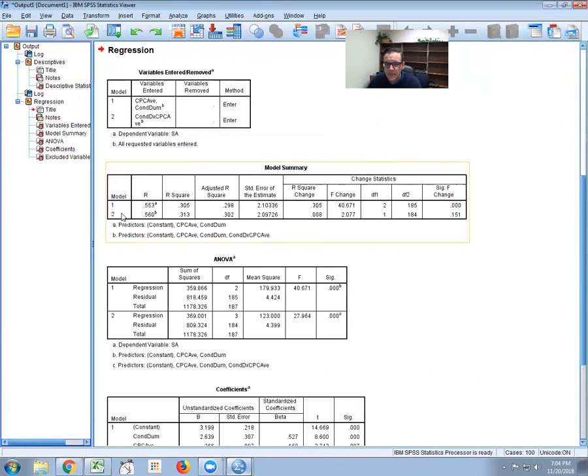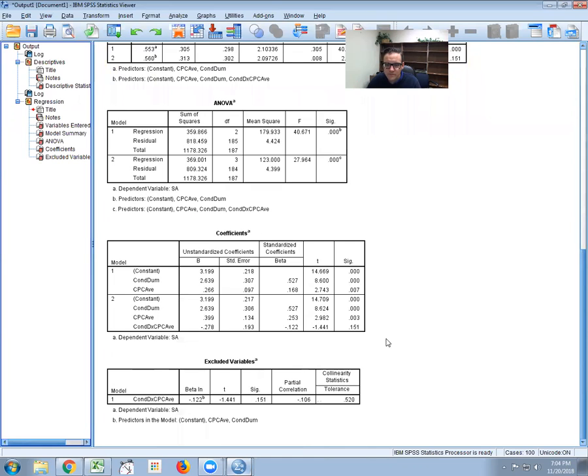And together they do. The second model, since all we entered was the interaction into that second model, only tells us how much additional variance that interaction accounts for in subjective ambivalence and whether that's significant or not, and it's not. All right, so if we scroll down, the most important table is this coefficients table.